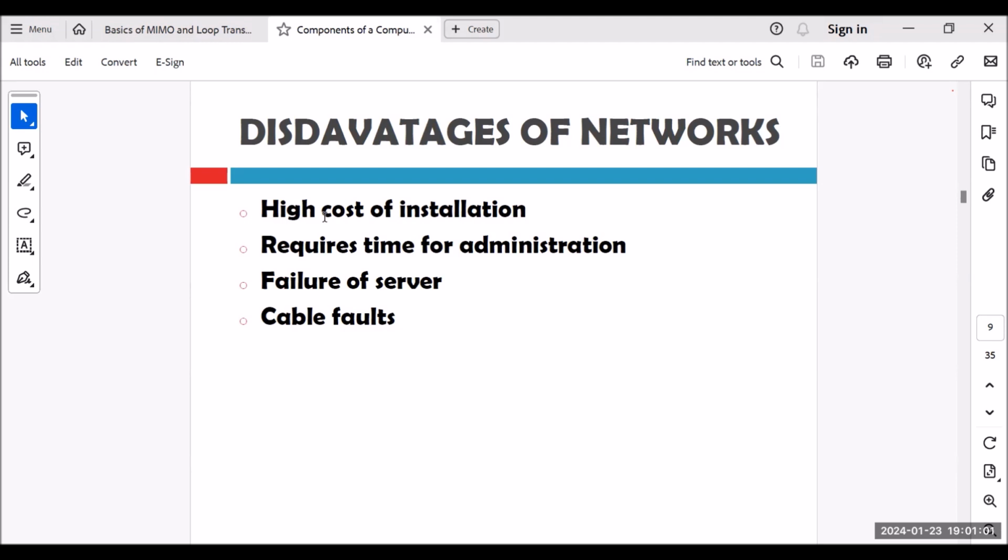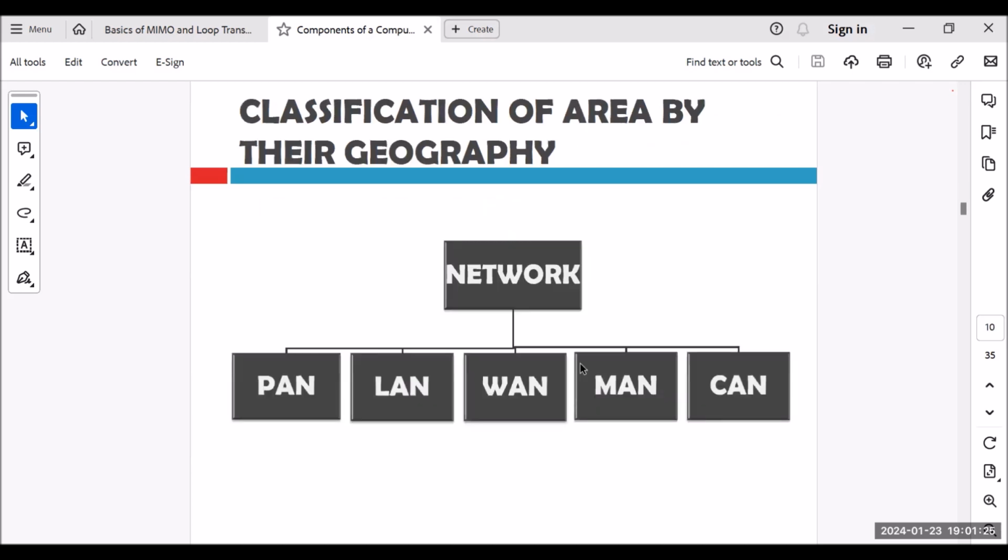Obviously, you need to bear some cost in order to come up with a computer network. And obviously, it requires time for administration of the overall network. The failure of a server obviously can affect a number of systems that are connected to that computer network. And obviously, cable faults are quite common as far as computer networks are concerned.